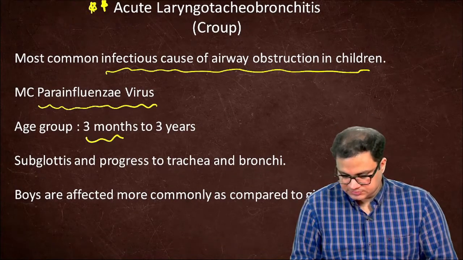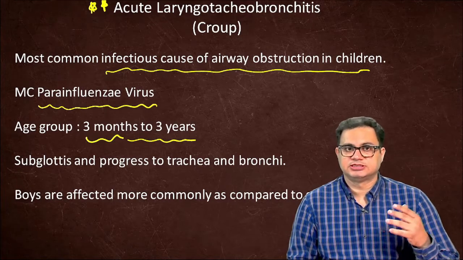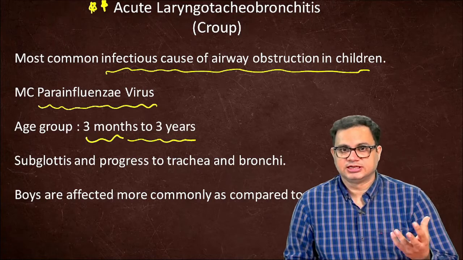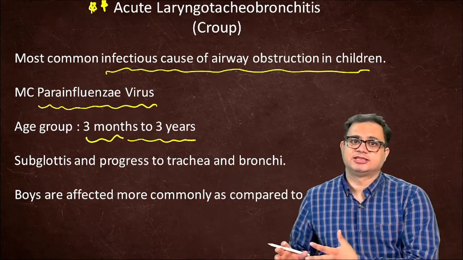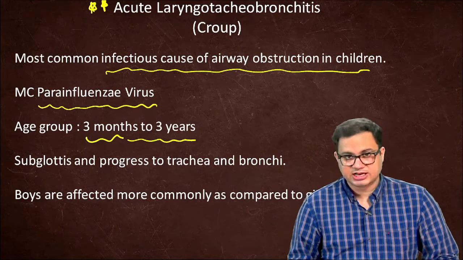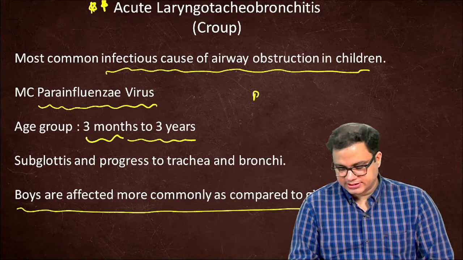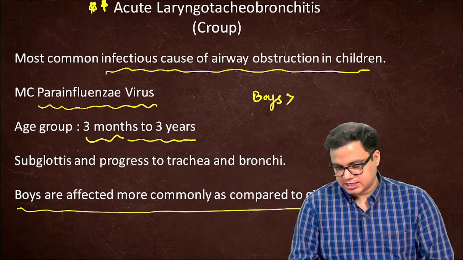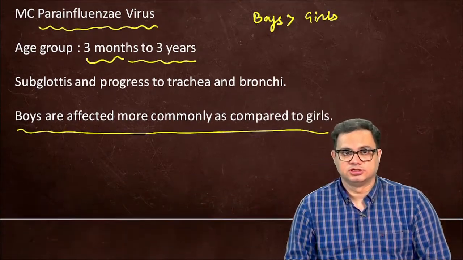So write down, the most common cause is the para-influenza virus, and the age group in this condition is 3 months to 3 years. So basically it starts from the subglottic part of the larynx and progresses down to the trachea and the bronchi, and the boys are affected more commonly as compared to the girls.